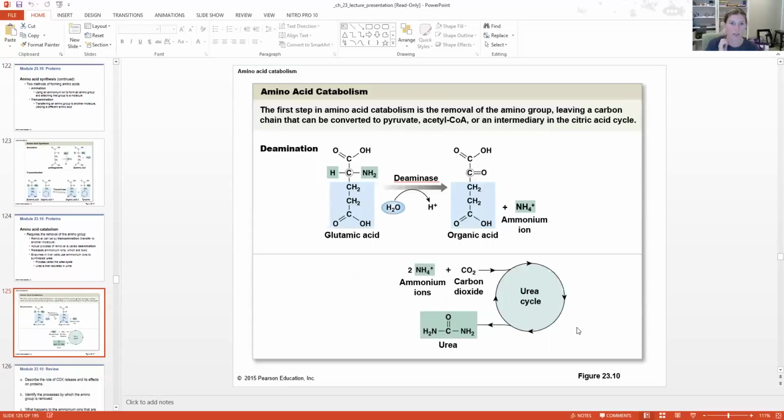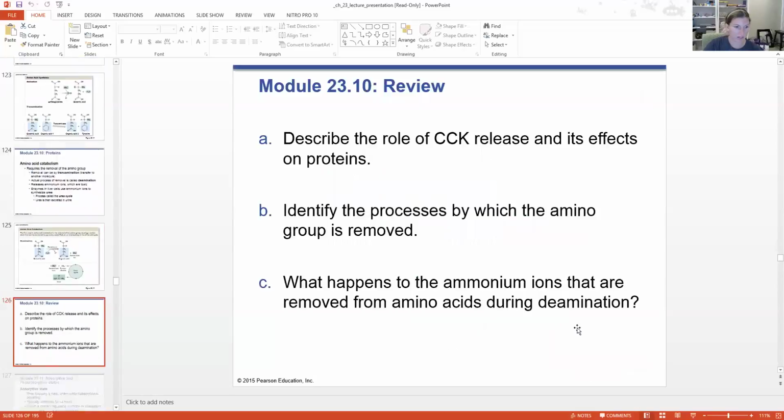And here you see amino acid catabolism. You have deamination occurring where we're literally pulling that amino group off, creating an organic acid, which can be converted into a 2 or 3 carbon compound, and an ammonium ion. That ammonium ion combines with carbon dioxide to form urea in the urea cycle.